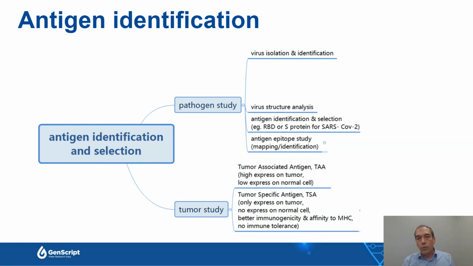So going back to the workflow, what can GenScript do for antigen identification and selection? There are usually two different types of studies depending on the type of vaccine. For a pathogen study of a virus, usually the virus is isolated, identified, the virus structure is analyzed, and the specific antigens are identified. Very often an antigen epitope study is performed to understand the exact epitope for the antigen. For tumor studies, usually studies are focused on tumor-associated antigens, those that are highly expressed in the tumor and very low expressed in normal cells, or tumor-specific antigens that are expressed only in the tumor. They're not expressed in normal cells at all. Tumor-specific antigens are usually the more efficient way because they come with fewer side effects.